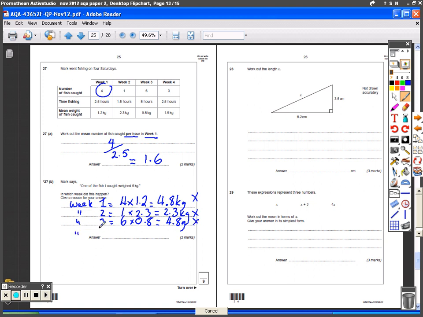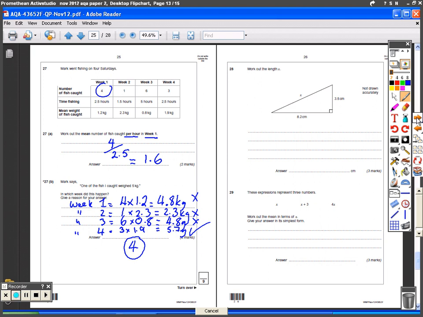So week 4, he's got 3 fish, which weigh 1.9 as a mean. So if I multiply the 3 fish by the mean, 1.9, you get an answer of 5.7 kilograms. So yes, it's possible that he could have caught the fish in week 4, because it's the one that's over 5 kilograms.